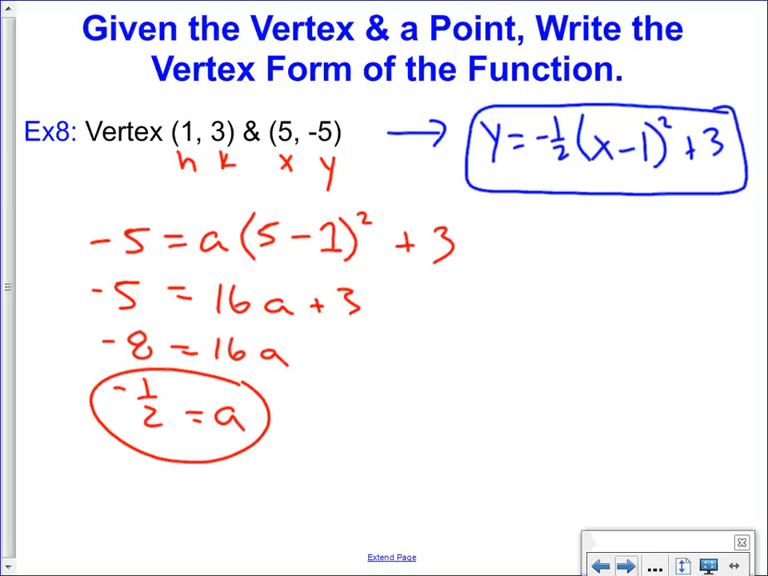Oh, shall we do standard form? Yes, we shall. You get to see my chicken. All right, here we go. Shall we?